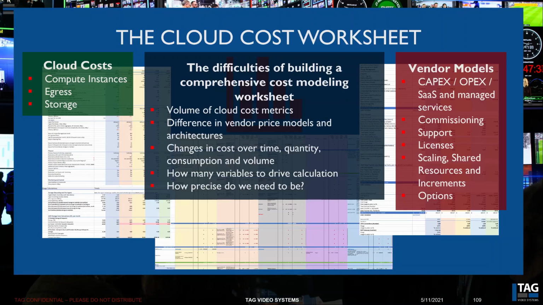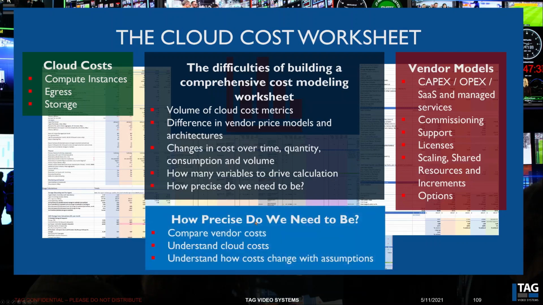And some of them charge for commissioning at different rates, and some charge different amounts for support. They have different licenses they charge for, so some may not charge for some features, others do, that you might want. And then again, how it scales and how they use shared resources and the different increments within that is going to affect your calculations. And finally, what options do you actually need, and make sure you calculate for those and be able to break those out so you know whether or not you really want those options.